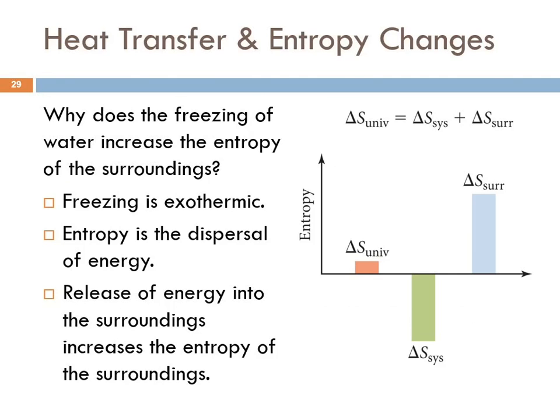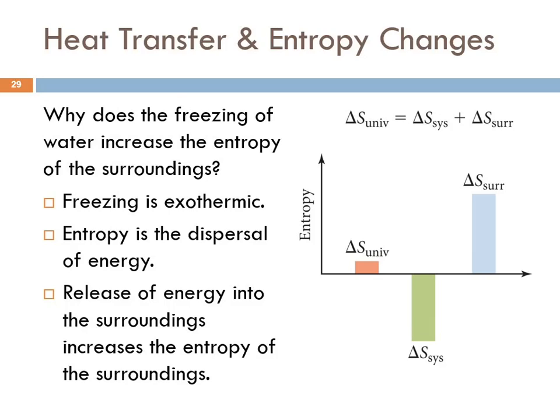So we get a picture here. Here is the decrease in entropy for the water freezing. But the increase in entropy for the surroundings is larger. And so when you add these two together, the entropy of the universe is increasing. It's not very much, but it is positive.